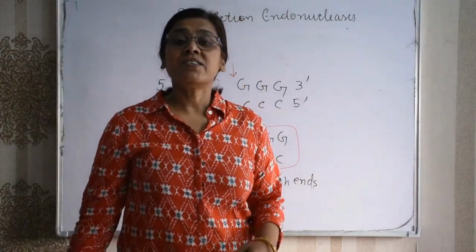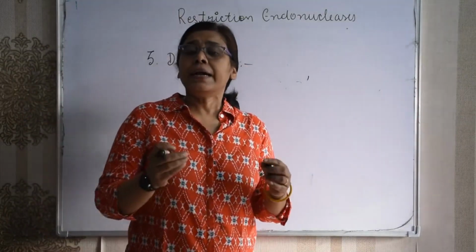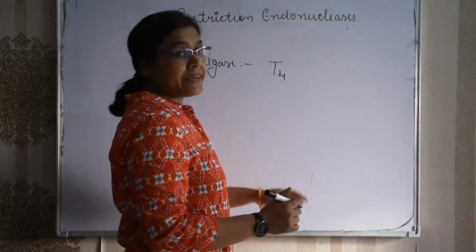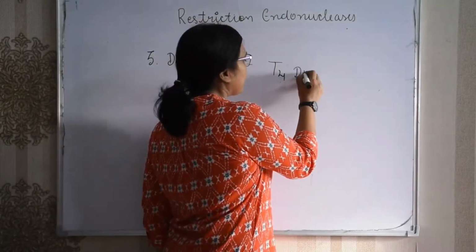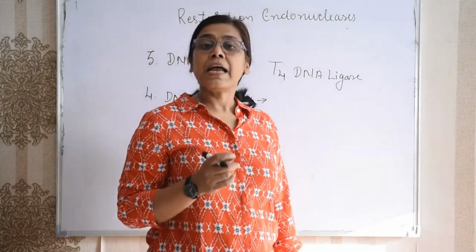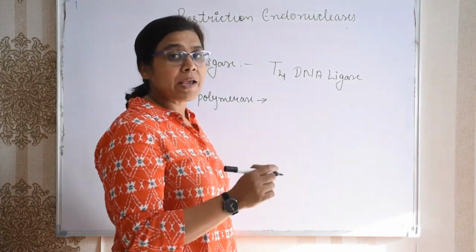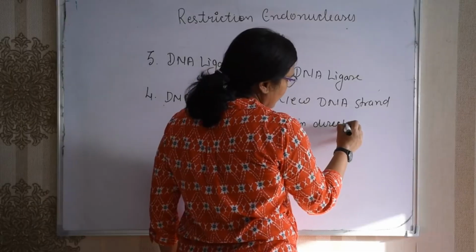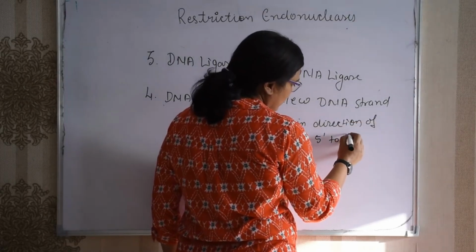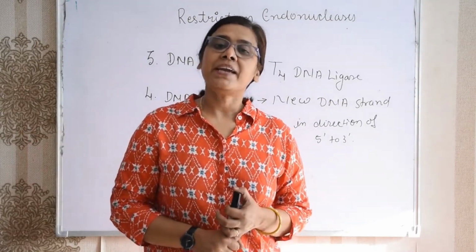So the next enzyme, DNA ligase, is used to link the DNA fragments, and the most common ligase enzyme is T4 DNA ligase. The other enzyme is DNA polymerase. DNA polymerase helps in the synthesis of a new DNA strand in the direction of 5' to 3'. So this was all about the enzymes involved in recombinant DNA technology.